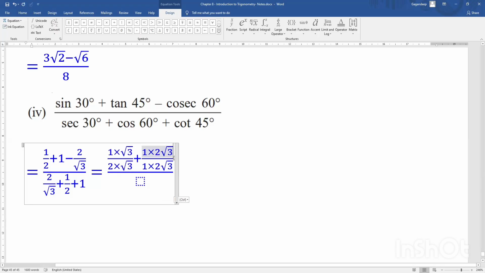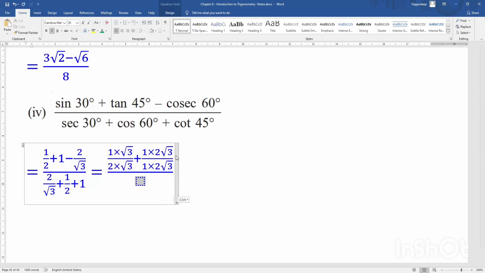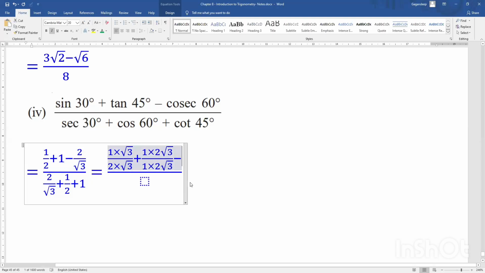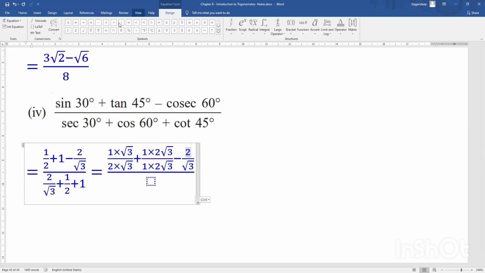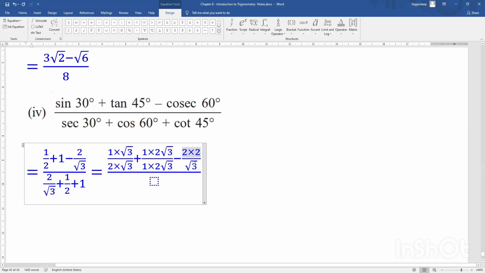Then minus, here we have 2 by root 3. This one we are going to multiply both numerator and denominator with 2. When you do that, you get 2 root 3 in the denominator. If you look at the denominators, you have 2 root 3 here, here also, and here also. So we are converting each of these fractions into an equivalent fraction.